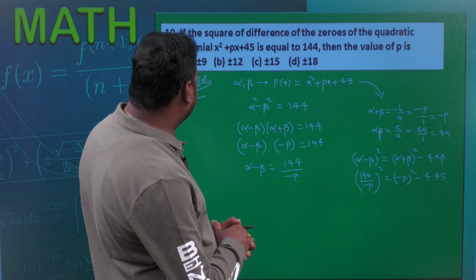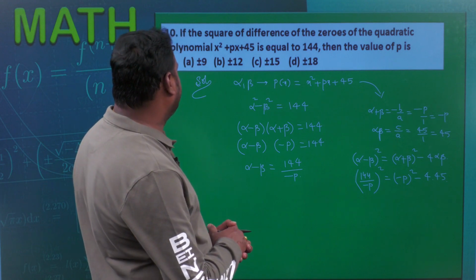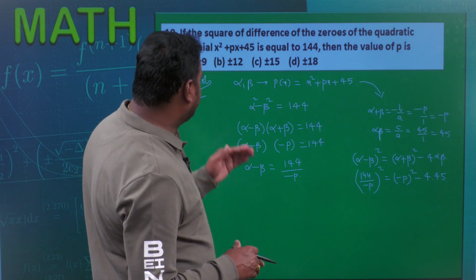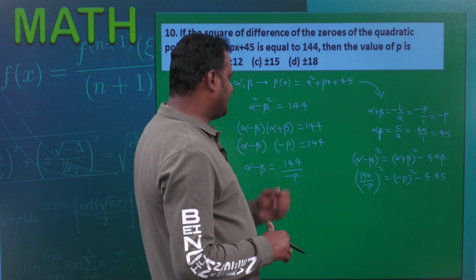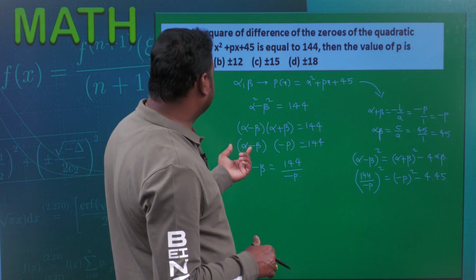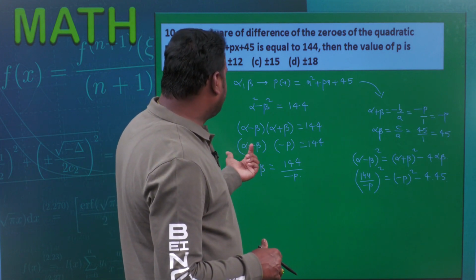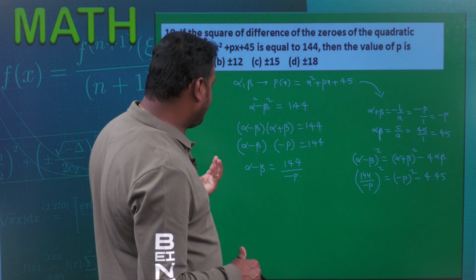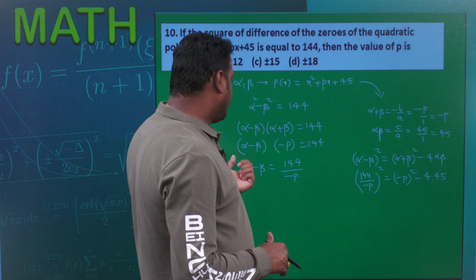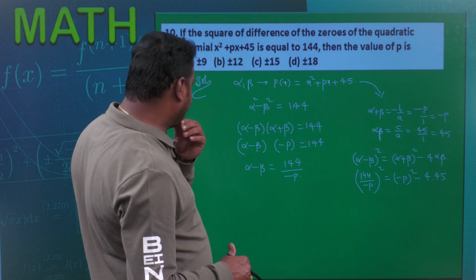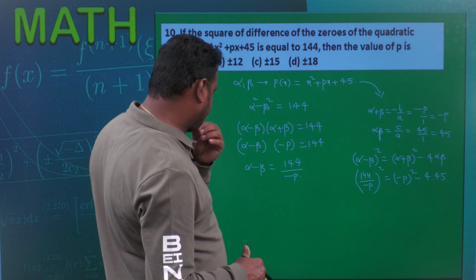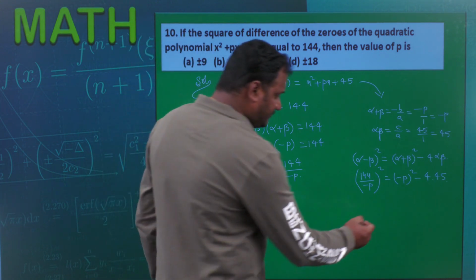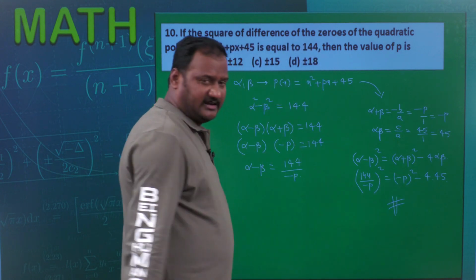Let us try to understand one easiest way in order to find the value of alpha square minus beta square. Of course, alpha square minus beta square equal to alpha minus beta into alpha plus beta. That is, alpha minus beta also can be written as square root of b square minus 4ac by a. If we use that, then also you will get the value of alpha minus beta and of course the value of p. If you solve this, you get the value of p.